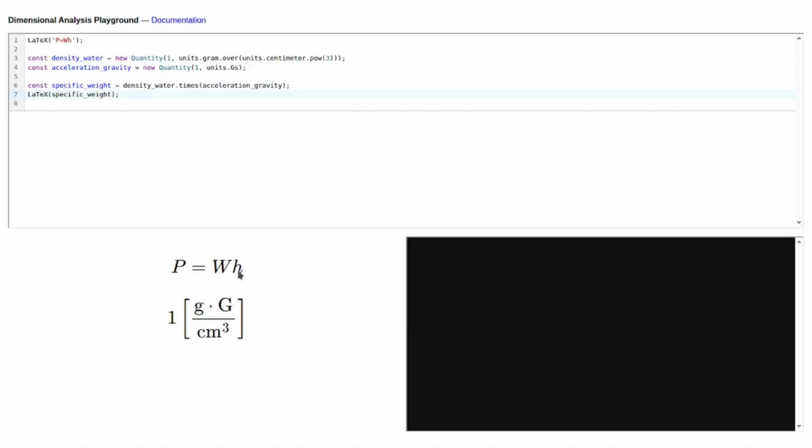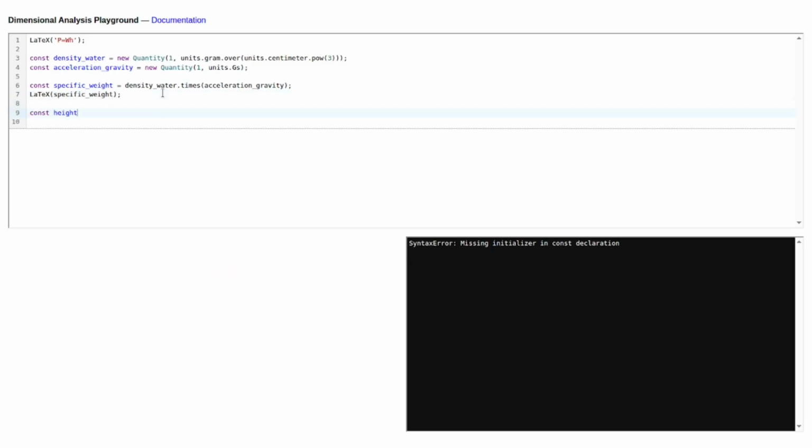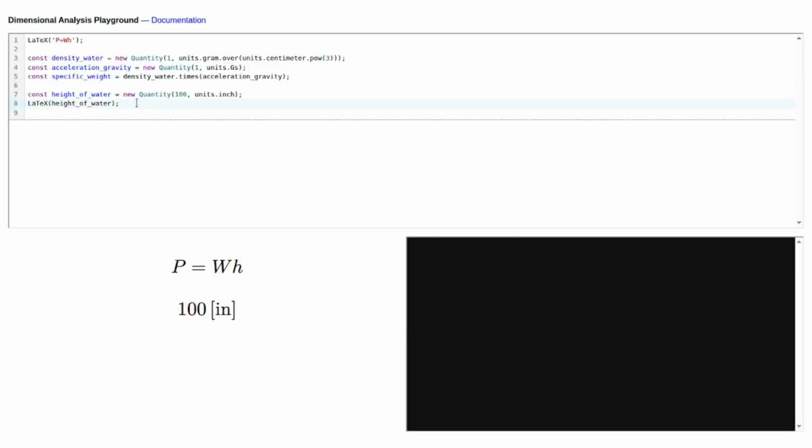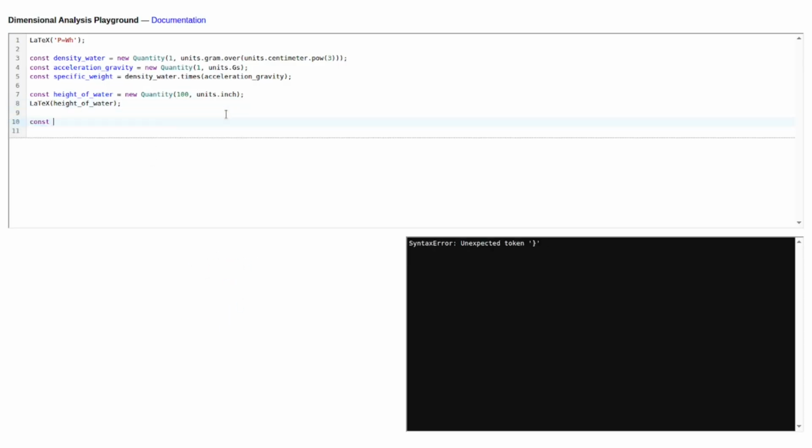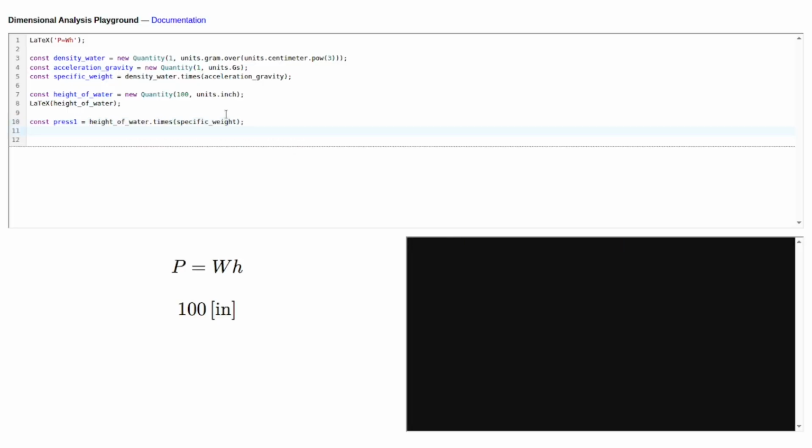So the next step is we're going to need to define the height of that container, or the height of the fluid within that container actually, and multiply that by the specific weight, and then we will finally determine what the pressure is at the bottom of that container. And so what I've done here is I've said the height of water is about 100 inches, and all I need to do now is multiply that by the specific weight. And that's it. And so we now have our pressure defined in this variable.